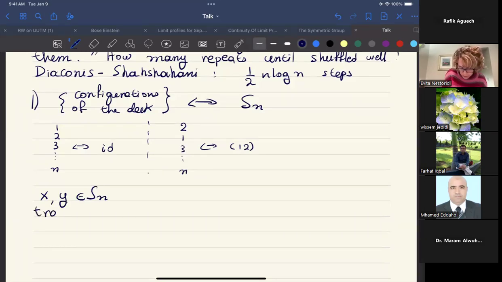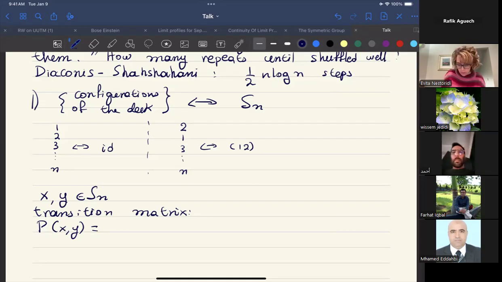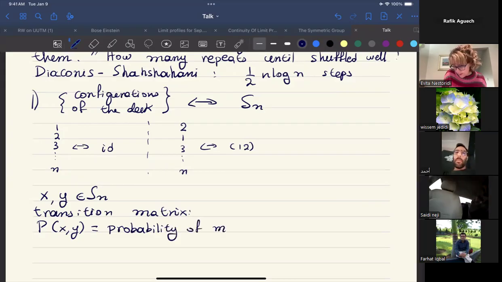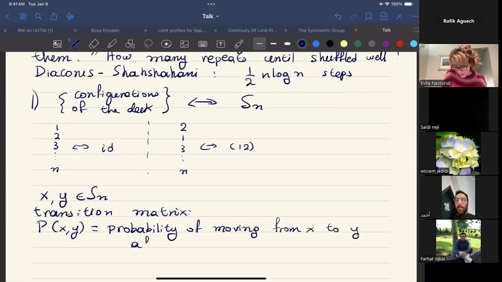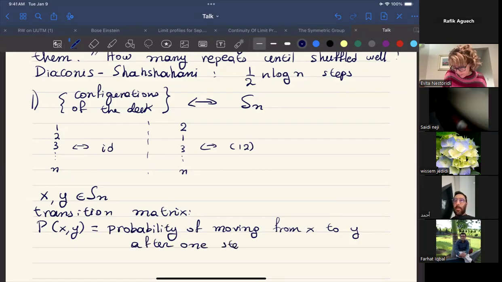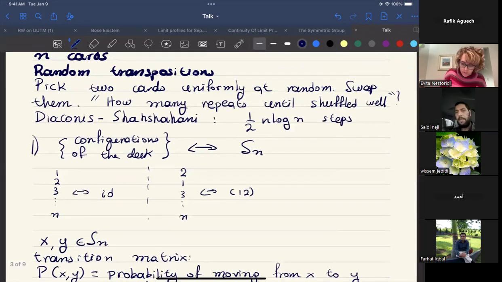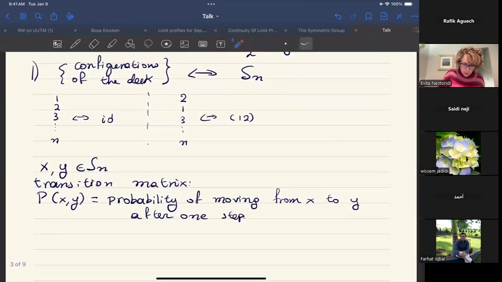And we're going to build up the transition matrix as follows. The XY entry of this transition matrix P will give the probability of moving from X to Y after one step. So you can see that this transition matrix heavily relies on the model that we start with. If one changes the model, the transition matrix will change too. In particular, if we really want to write the formula here.